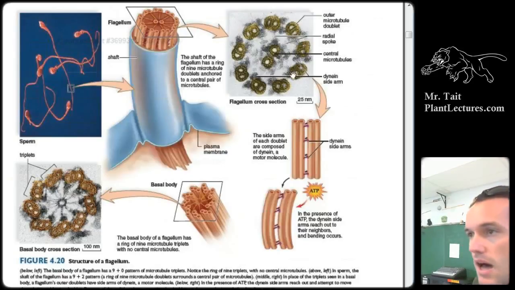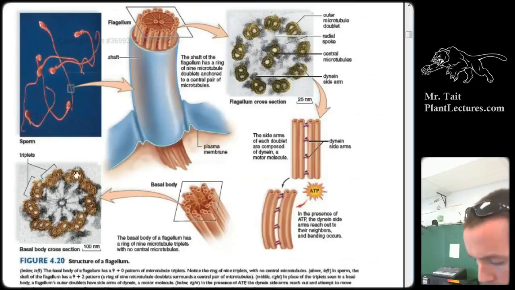So they call this the 9 plus 2 pattern because there's 9 bundles on the outside and 2 on the inside. This is what you'd see on the flagella and on cilia, right? This is a basal body, also the same format that you have for the centrioles. Right, and you can see that they're 9 plus 0.